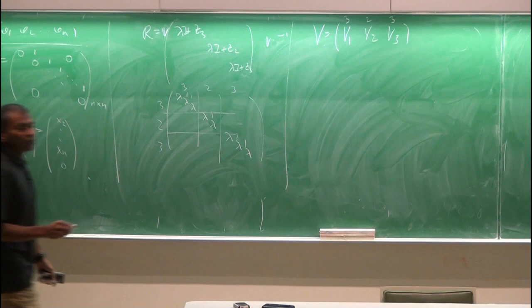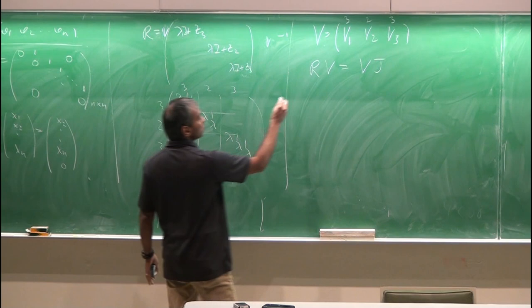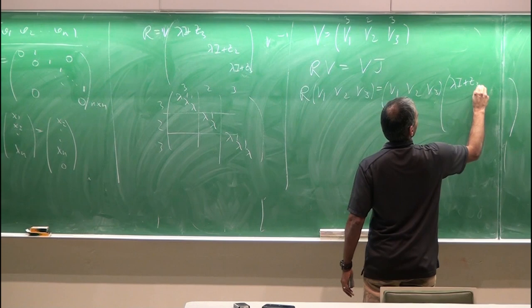When I write down RV equals VJ, that's the giant decomposition in this case. For this particular example, I should look at it in this block form. I should look at R times V1, V2, V3 equals V1, V2, V3 times this block diagonal matrix: lambda I plus Z3, lambda I plus Z2, and lambda I plus Z3 again at the bottom.